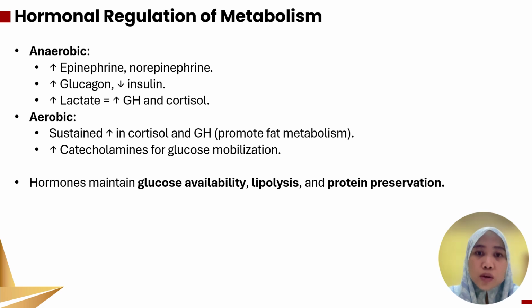Now, let's consider how hormones regulate metabolism during exercise. In anaerobic exercise, we see increased epinephrine and norepinephrine. These hormones stimulate energy release. Glucagon levels rise while insulin decreases, helping to mobilize glucose. High lactate levels trigger growth hormone and cortisol release.